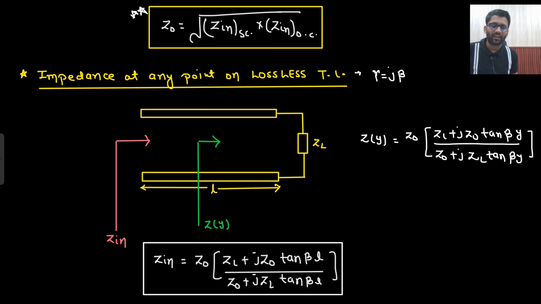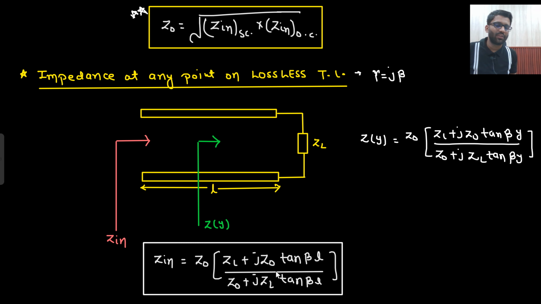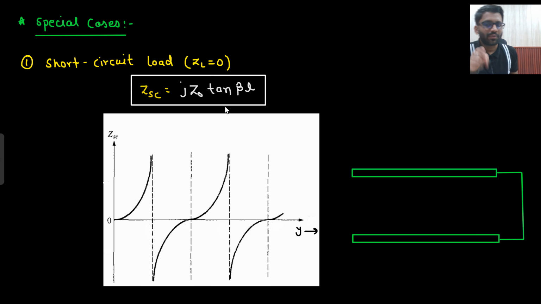Look, what did I do here? ZL is 0. That means the load is short circuited. So if ZL is 0, this guy is 0 and this guy is 0. Both these guys are 0. Now Z0 and Z0 get cancelled. What you are left with? J Z0 tan beta L. That's it. Is that clear? So when my output is short circuited, my input impedance is J Z0 tan beta L.